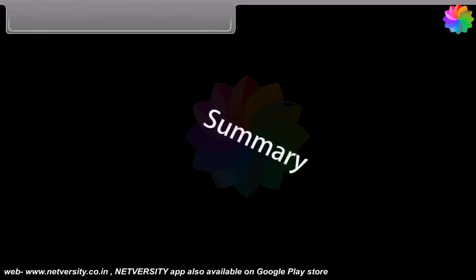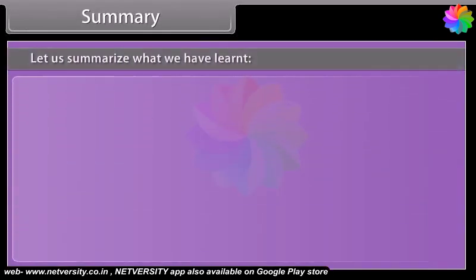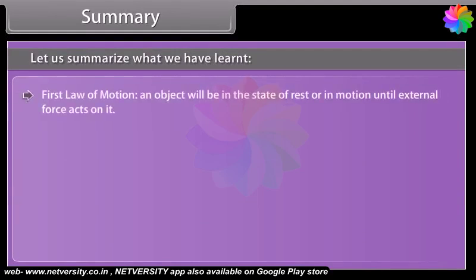Summary. Let us summarize what we have learned. First law of motion. An object will stay in the state of rest or in motion until an external force acts on it. The mass of the object is a measure of inertia.